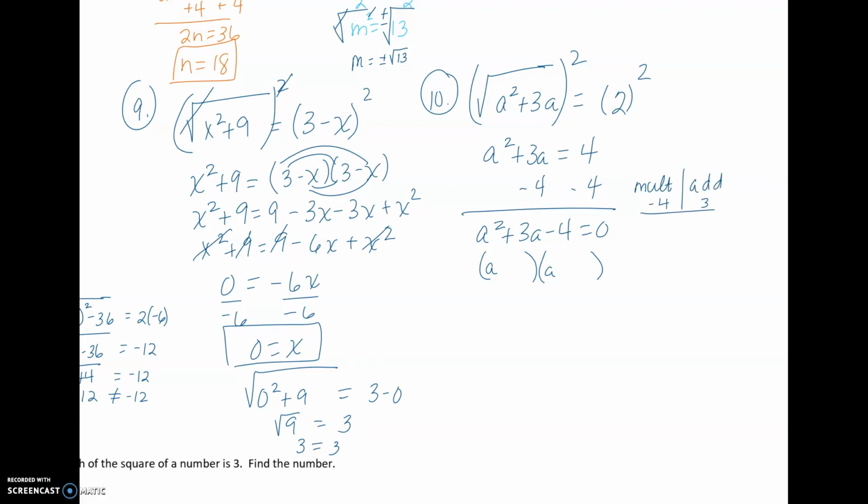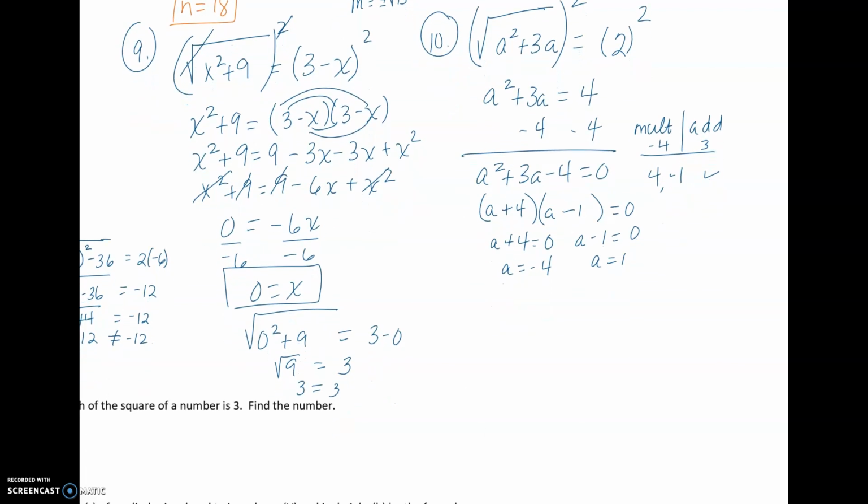And those factors would be, it's going to be positive 4 and negative 1. There we go. So we have a plus 4, a minus 1 equals 0. We set each of them equal to 0. A plus 4 equals 0. And a minus 1 equals 0. So a equals negative 4 and a equals 1.